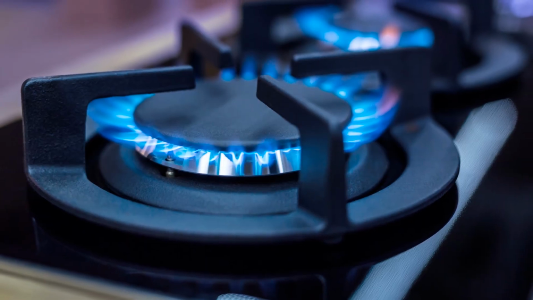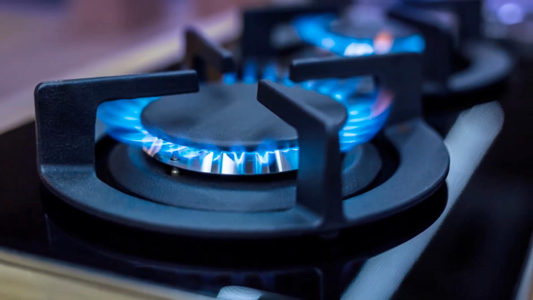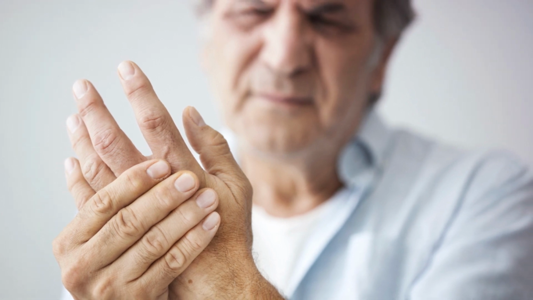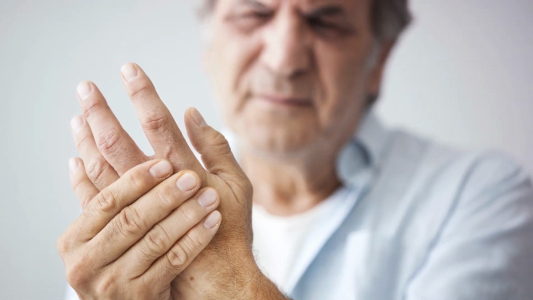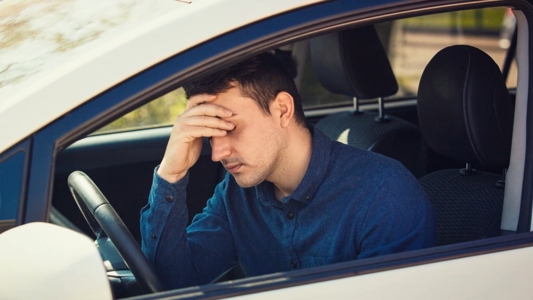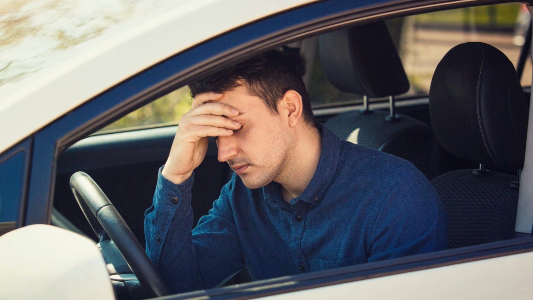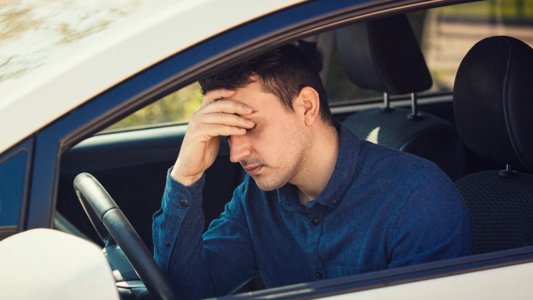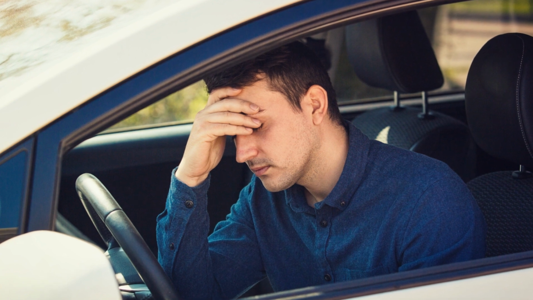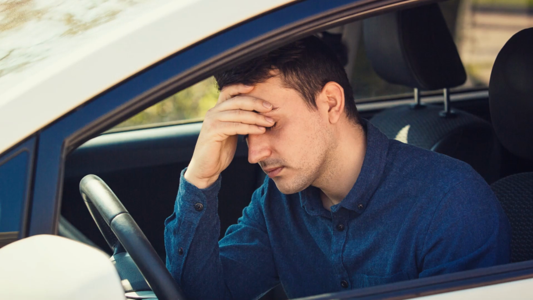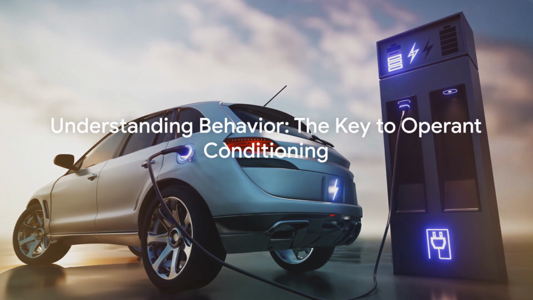Moving on to positive punishment. This is when something is added, resulting in a decrease in behavior. Take the child who touches the hot stove. The addition of pain reduces the likelihood of touching hot surfaces. And finally, negative punishment. This occurs when something is removed, leading to a decrease in behavior. Think of a teenager who stays out past curfew and loses driving privileges. The removal of driving rights decreases the behavior of breaking curfew.